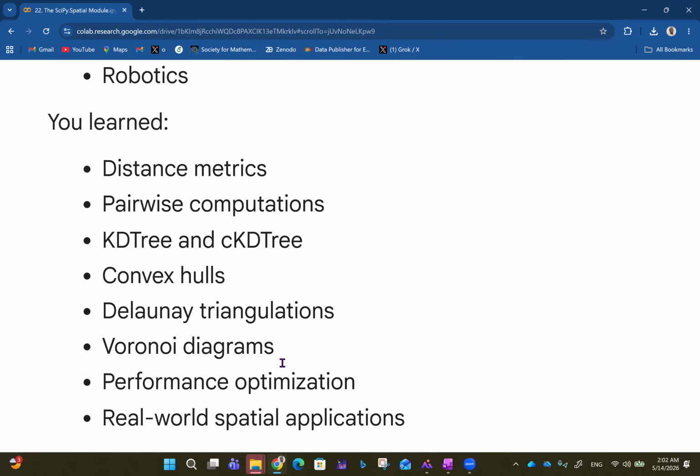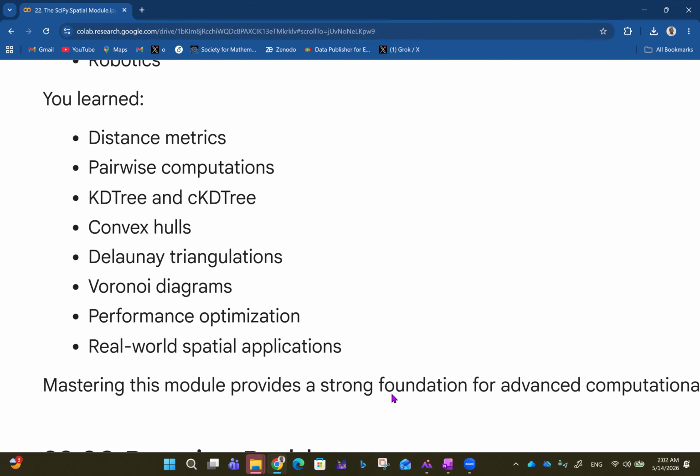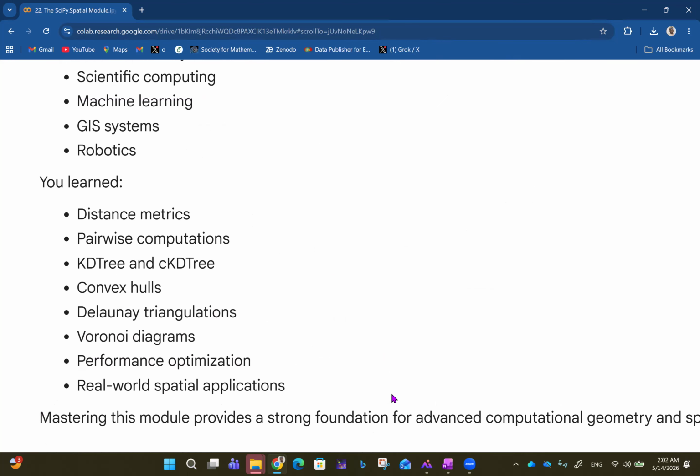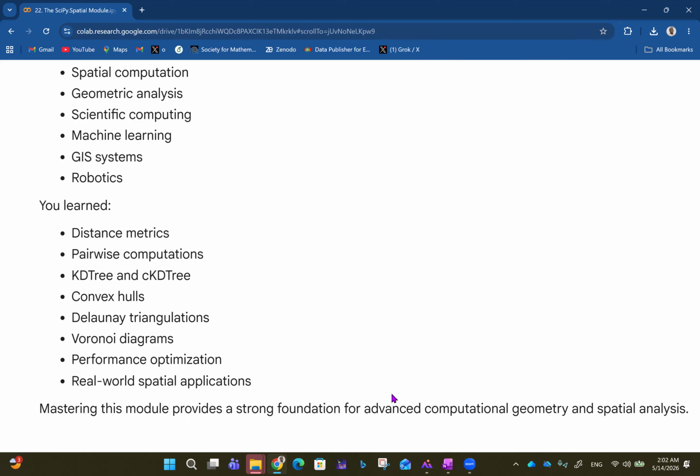So far we learned about distance metrics, pairwise computations, KDTree and cKDTree, convex hulls, Delaunay triangulations, Voronoi diagrams, performance optimization, real-world spatial applications. So if you're a geographer, a geomatic engineer, a GIS person, an architect, all you have to do with space, this SciPy.Spatial can be very useful for you.